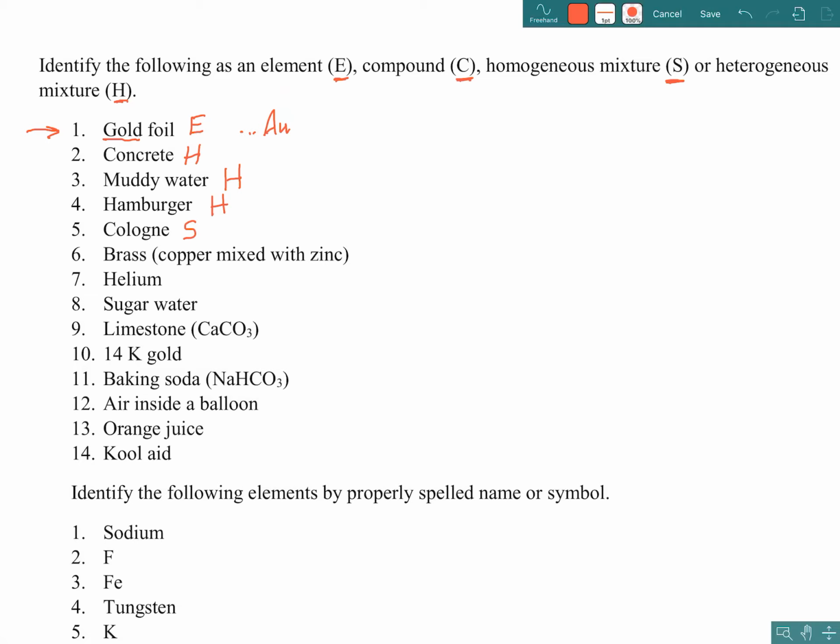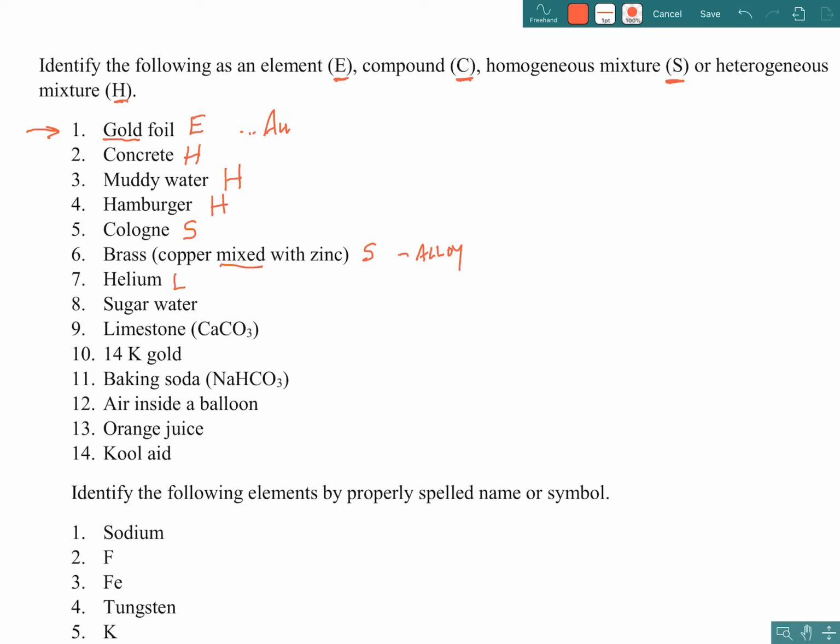Okay, number six, you better get this one if you watched the videos. You won't miss it. Number six, brass, copper mixed with zinc. All right, if you said solution again, outstanding. That's an alloy, kiddos. By the way, you knew it was a mixture. I sort of gave it away right there. So you better not have chosen element or compound. So we have a homogeneous mixture of copper with zinc. We call those alloys, and those are solutions.